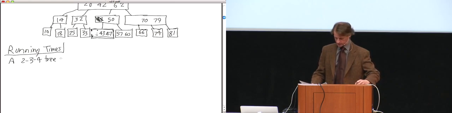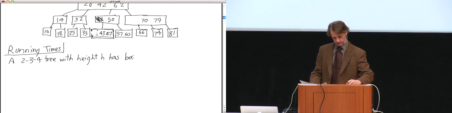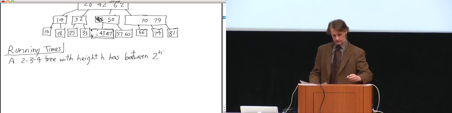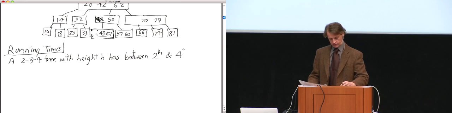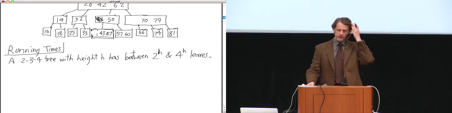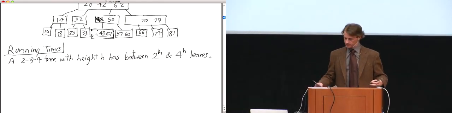So let's think about the height. If you know the height of a 2, 3, 4 tree, if it has height h, how many nodes can it have? Well, it has at least 2 to the h leaves, and it has at most 4 to the h leaves. It would have 4 to the h leaves if every node has 4 children, except at the bottom level.